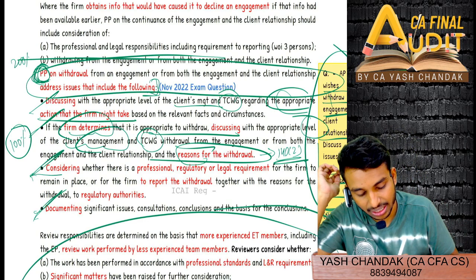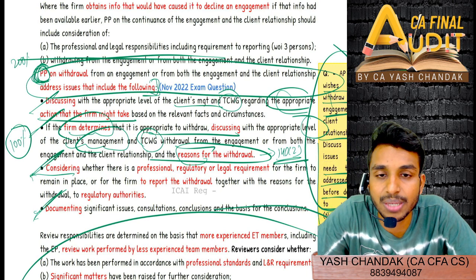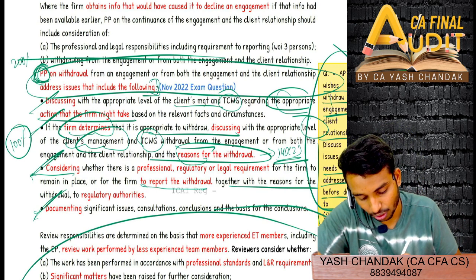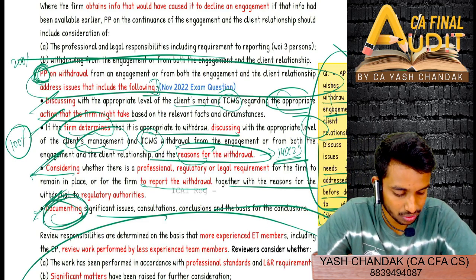Second point, and thirdly, consider whether there is any professional responsibility, or any responsibility imposed by law or regulatory requirement, to report the withdrawal together with the reasons for the withdrawal. And lastly, documenting significant issues, consultations and conclusions.